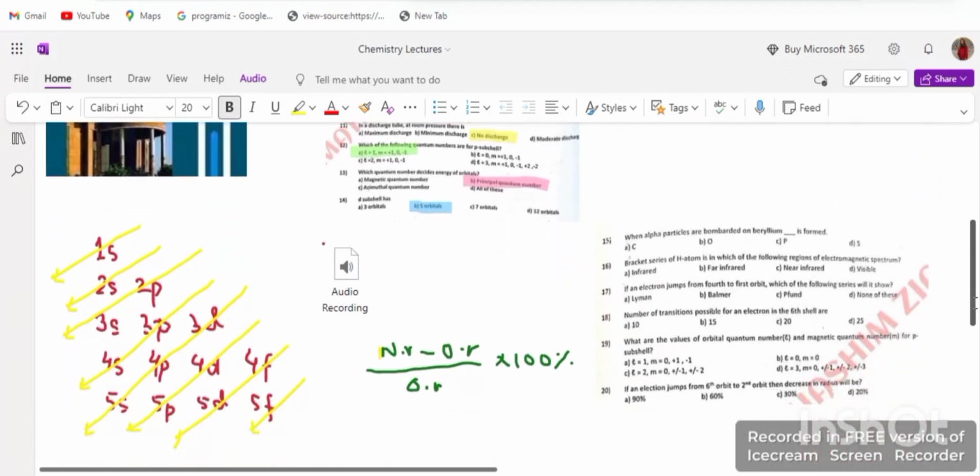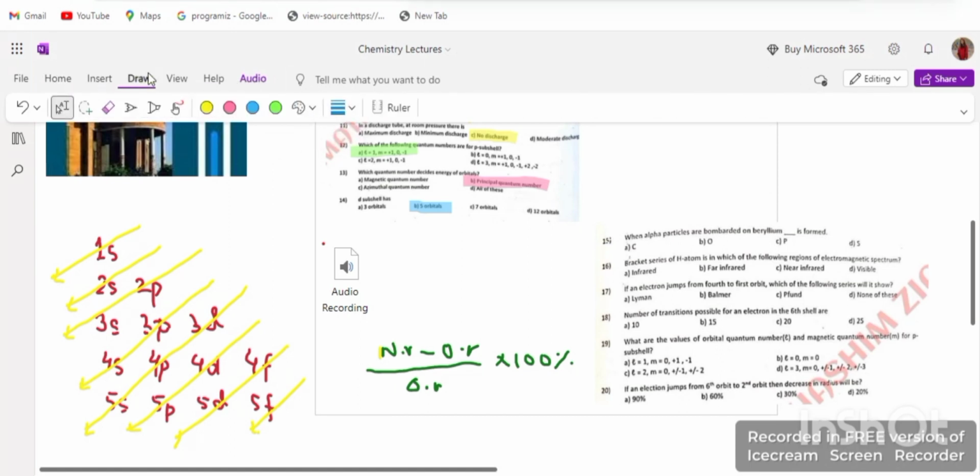Okay, so our 15th MCQ is when alpha particles are bombarded on beryllium, dash is formed. And this reaction we have already discussed when we were discussing how the neutron was discovered, right? Neutron was of course discovered by James Chadwick when he was performing an experiment with the alpha particle. What he did, he bombarded alpha particles on the beryllium plate. Thus carbon was formed, and with that, neutron was produced with atomic mass 1 but 0 charge, right? So our correct option here would of course be carbon. Carbon is the correct answer.